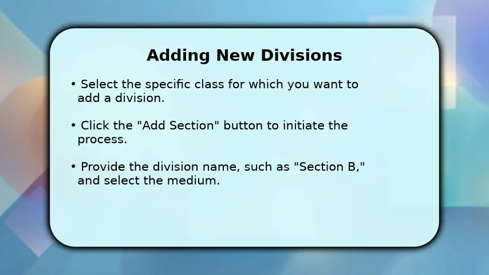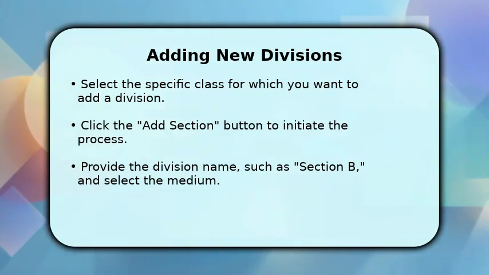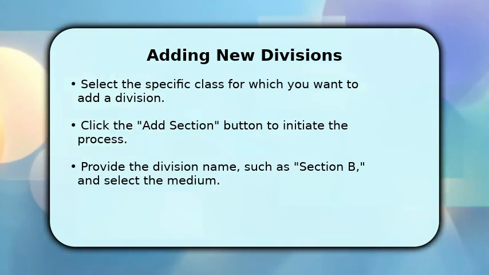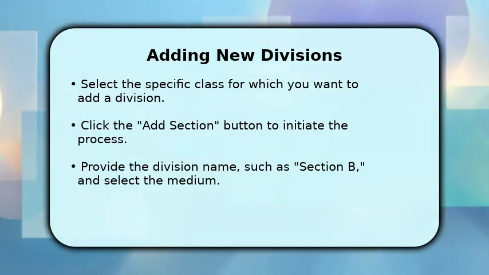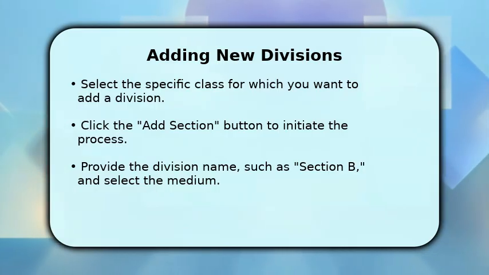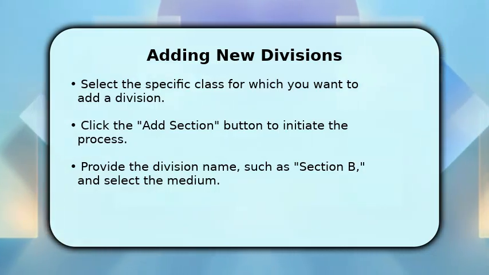To add a new division, first select the relevant class from the available options, for instance, Class 6. Then, click on the Add Section button. You will be prompted to enter the division's name, such as Section B, and choose the medium of instruction. This crucial step allows you to create distinct groups for students within each class, enhancing organizational clarity.